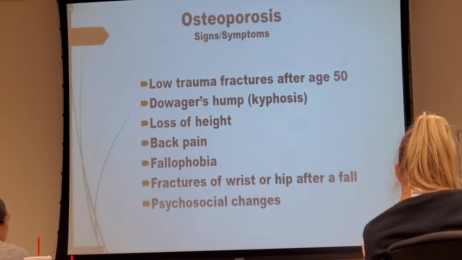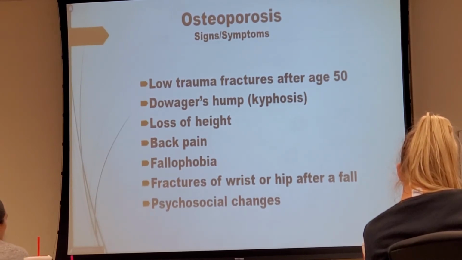What else? Most common fracture sites with this disorder are spine, hip, and wrist. Hip fractures can be particularly debilitating in the older adult because it decreases the mobility so much. So there's a very high mortality rate in the year following a hip fracture for an older adult.